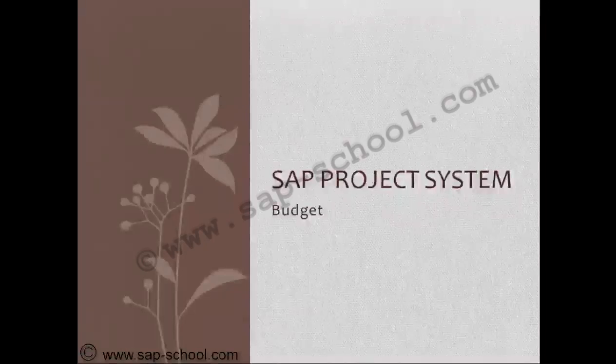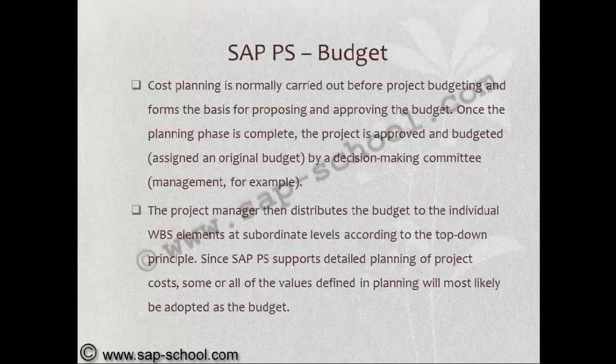Completing the planning phase, the next phase will be budget allocation. Cost planning is normally carried out before project budgeting and forms the basis for proposing and approving the budget. Once the planning phase is complete, the project is approved and budgeted. That means it is assigned an original budget by a decision-making committee.